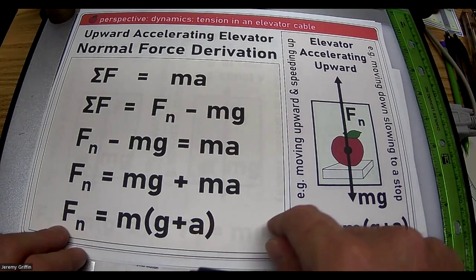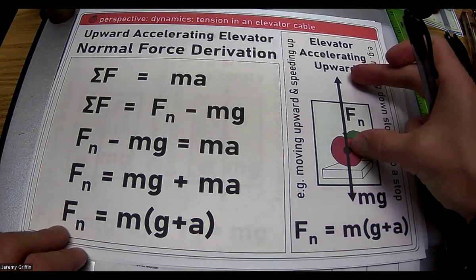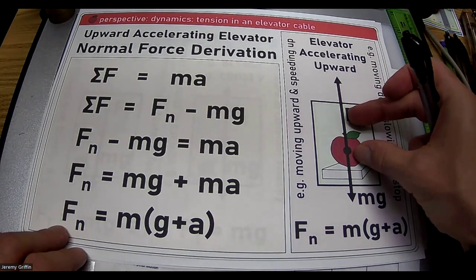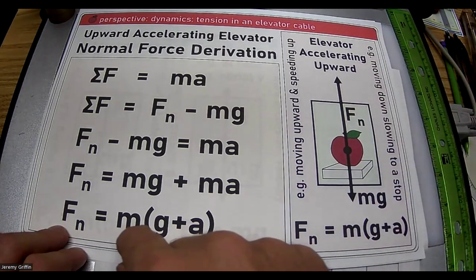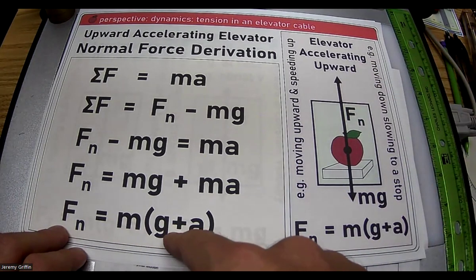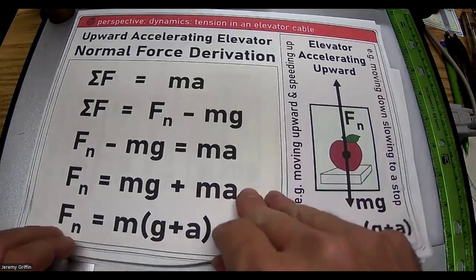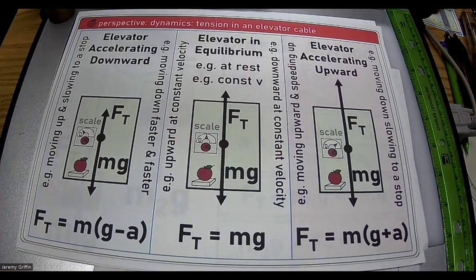Now, what if you were accelerating down? Do you think the scale reading would be really tiny? And how would this math change? Instead of being a plus here, what do you think that would be? Probably a minus. We'll show you guys that one. I didn't quite try that, but you could probably figure out that it would work out that way.